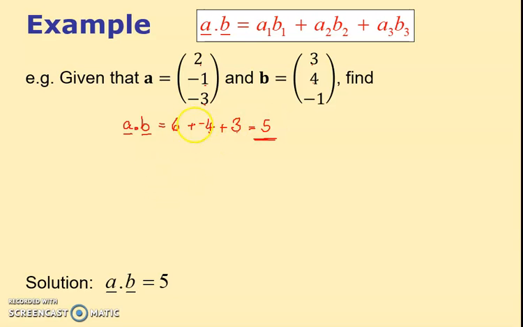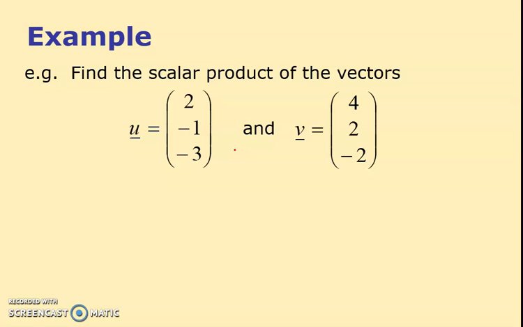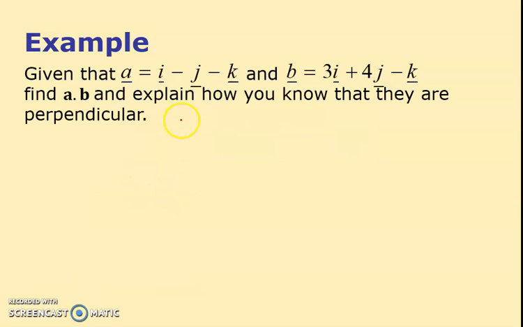And it doesn't matter which method you use, theoretically you get the same result. And in reality, you very rarely know the angle in between, and this is a method then for finding the angle in between. Here's another example. What's U dot V in this case? Well, 2 4s are 8, plus minus 1 times that is minus 2, plus 6. That sounds like 12 to me. And 12 is the answer. Okay, this is relatively easy, isn't it? Given these, find A dot B and explain how you know they are perpendicular.